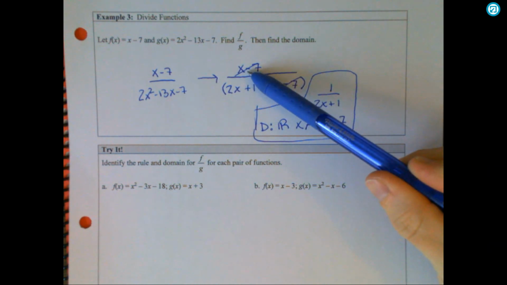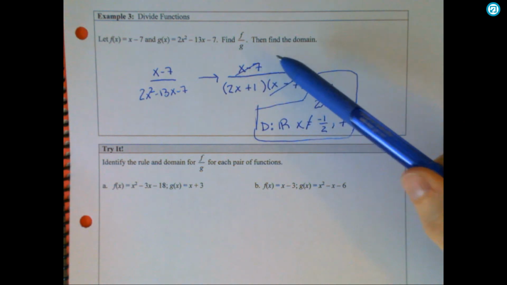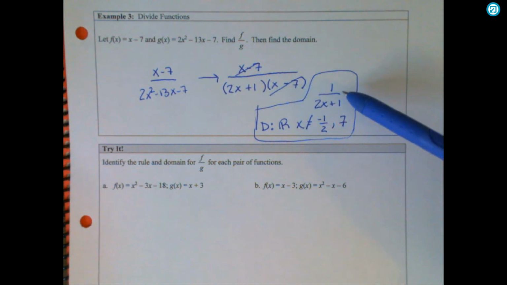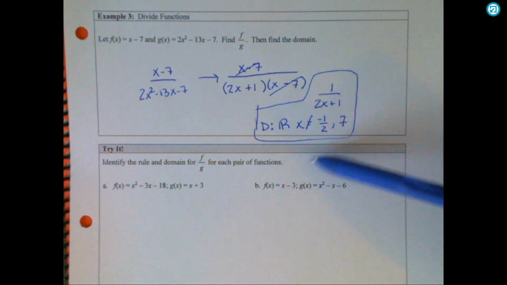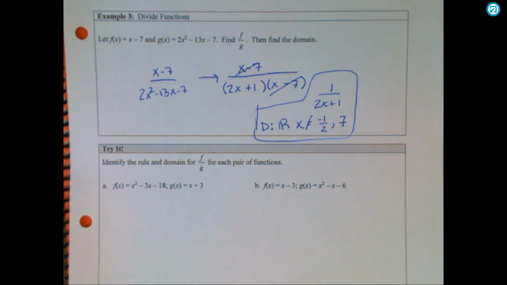Lastly, we go ahead and reduce. So I have an x minus 7 up top, x minus 7 down below, and we are left with 1 over 2x plus 1, with the domain we had found just now.